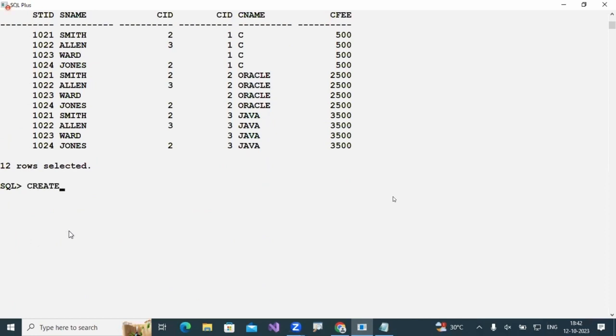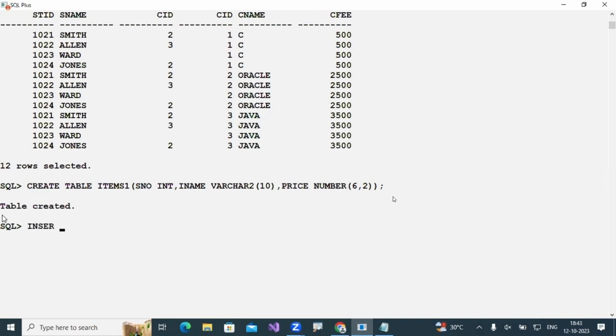Now you can see, I'm going to create 2 tables. I'm creating here items1, with serial number int, item name using varchar2 of some size, and later price. The price I will give as number of 6 comma 2, etc. This is one table we design, and after that I want to insert into items1, serial number and item name.